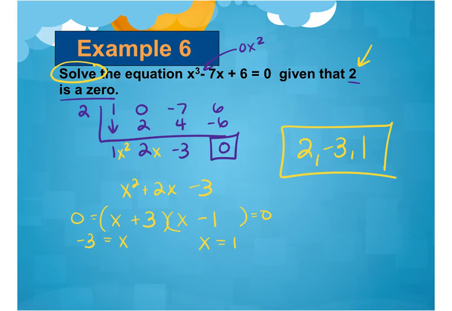Now, knowing what we learned in 2.2, we could actually check this by doing x minus 2, x plus 3, and x minus 1, and checking that it gives us our original equation.